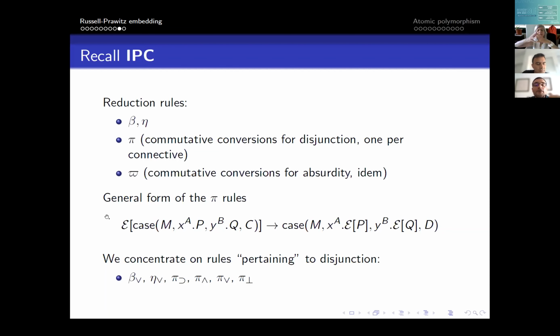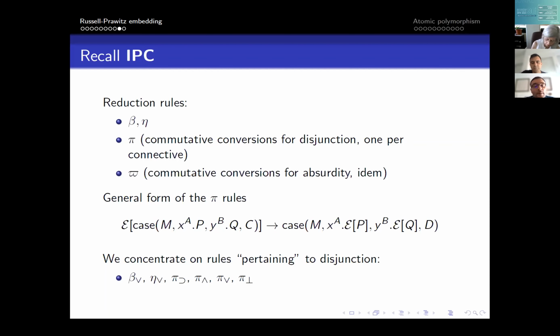And so we will concentrate afterwards only on the rules pertaining to this disjunction, because the other connectives are trivial, so conjunction and the implication, and the absurdity we will ignore. So we concentrate on these rules, the beta and eta rules for the disjunction, and the four commutative conversions relative to this disjunction, one for each connective.